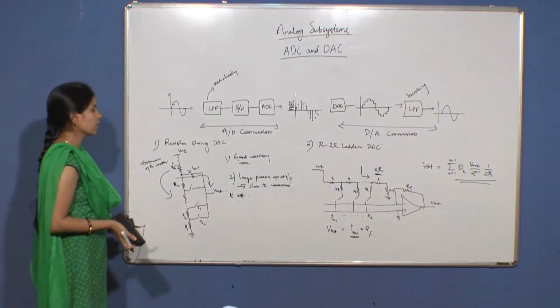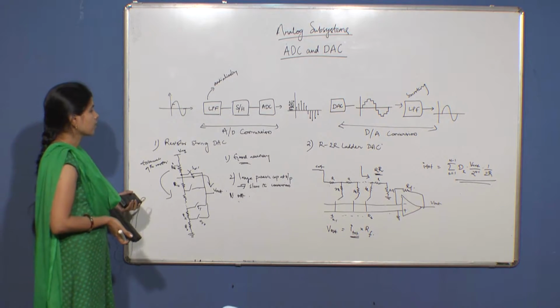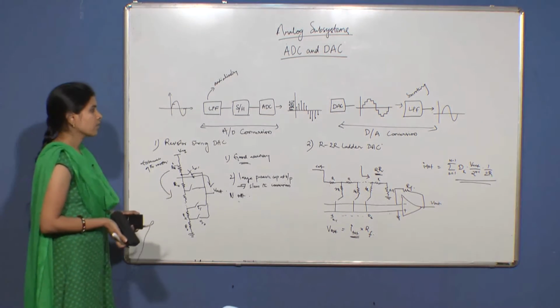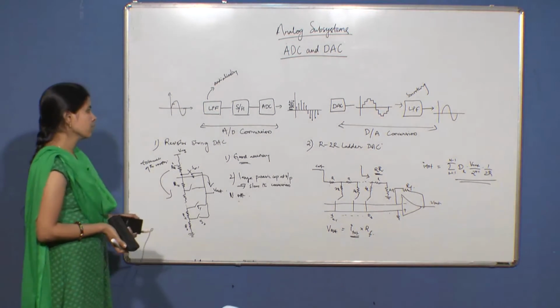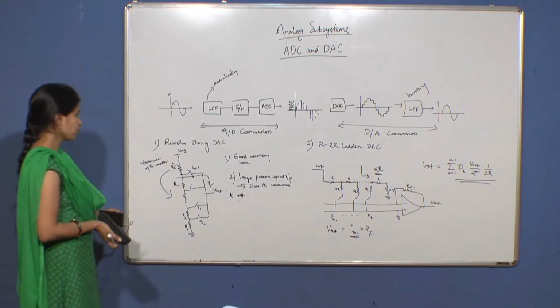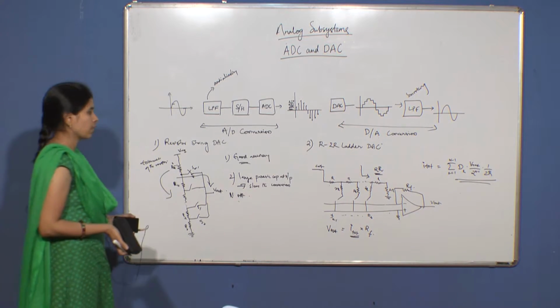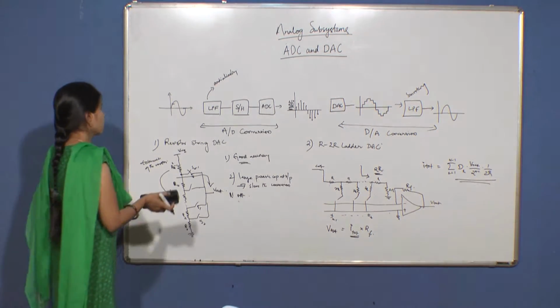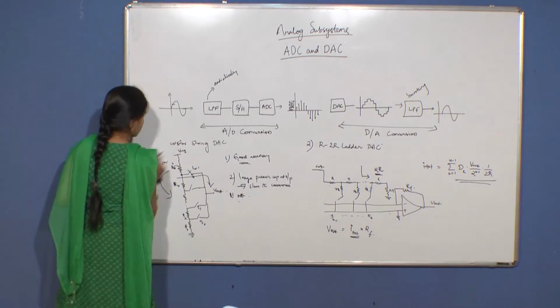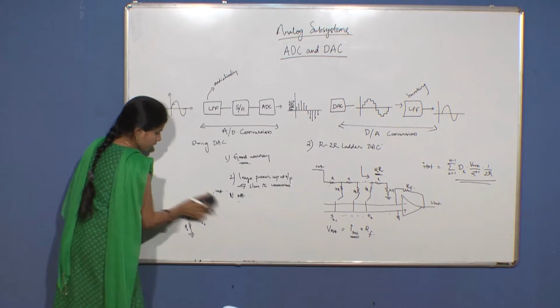So these are the basic architectures of the DAC which are made use of in ADCs, analog to digital converters. So we will see the basic analog to digital converters now.